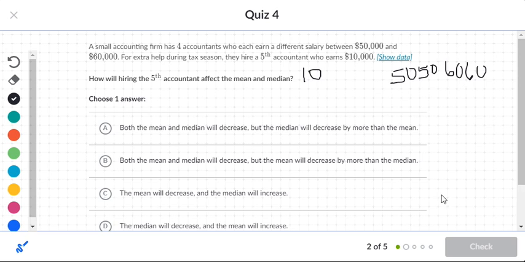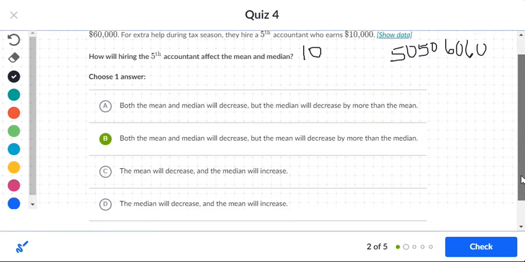So they should both decrease. So both the mean and median decrease, but the median will decrease by more. No, the mean and the median will decrease, but the mean will decrease by more than the median. That should be our answer there.